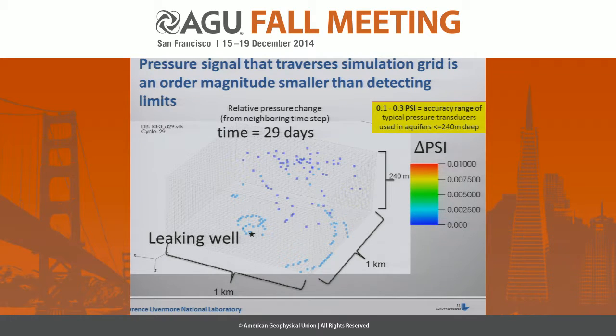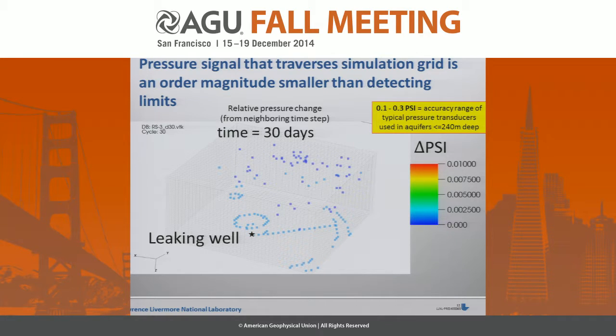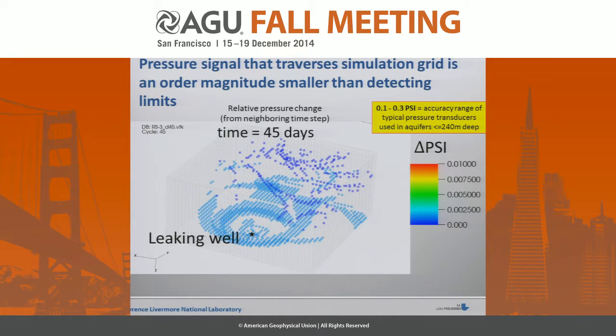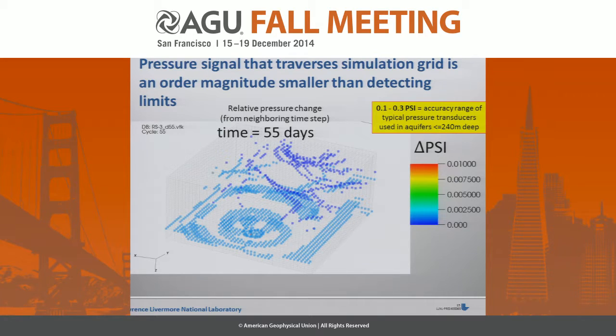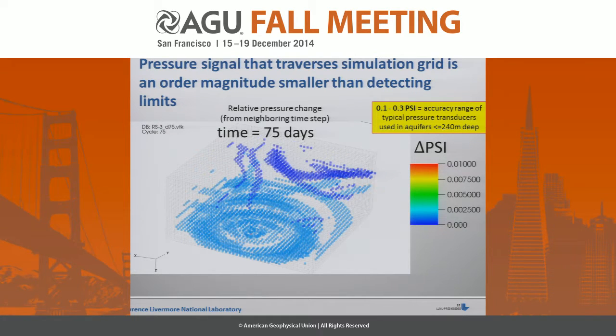So the pressure signal that's going to traverse the entire simulation grid is an order of magnitude smaller than our detection limits. So here we are 29 days after the leak has started, and you'll see these nice smoke rings moving away from the leakage location. So 30 days, 35, 45, and so on to 75.